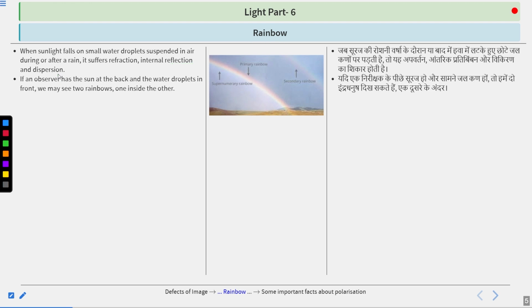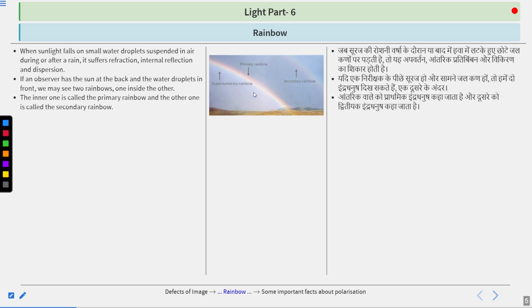If an observer has the sun at the back and the water droplet in front, we may see two rainbows, one inside the other. Like here you can see. If you are standing here and the sun is beside you, maybe here, then you will see two rainbows, one rainbow in another. Okay? The inner one is called the primary rainbow and the other one is called the secondary rainbow. Here in this picture you can see this is the secondary rainbow, the outer, this is the primary rainbow, inner, and here you can see there are two rainbows, one in another.